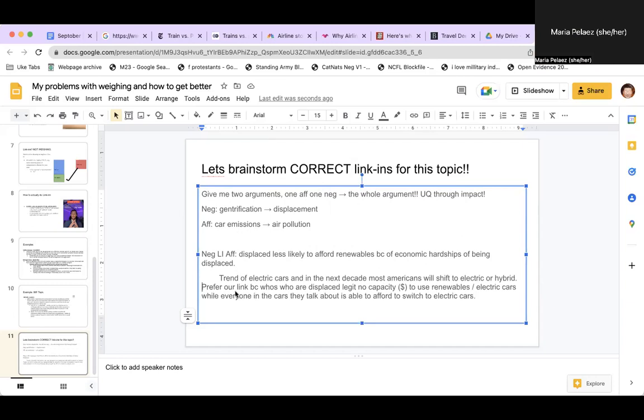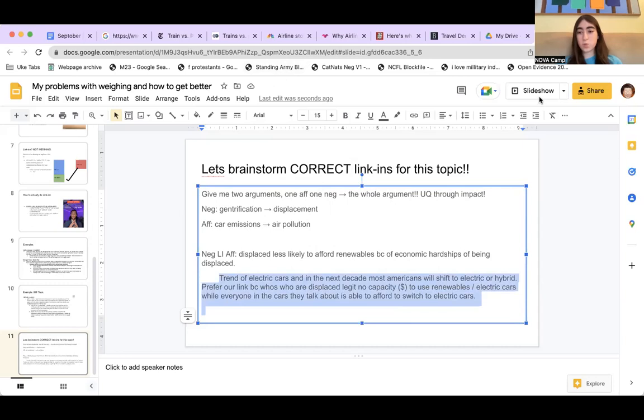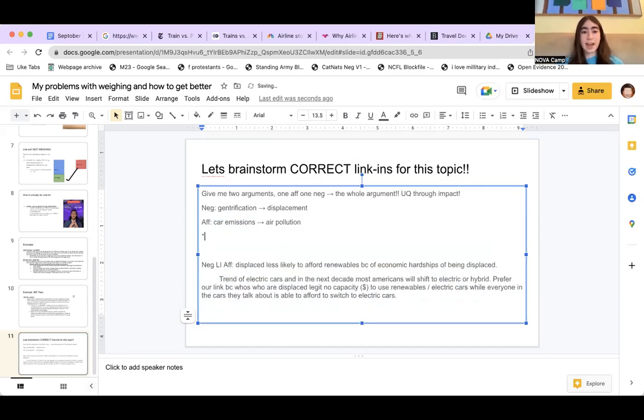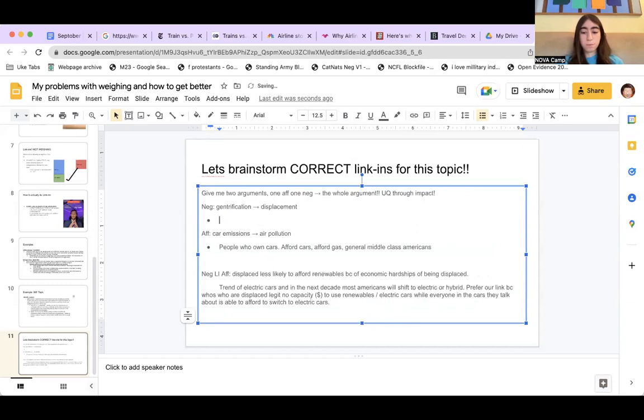Yeah. So here you're analyzing the capacity of the actors, right? This is really good practice of what we were just doing: you're looking at the actors of who is in this argument. This argument is talking about people who own cars. The assumption is that these people can afford cars, afford gas, right? Because in order to have a lot of car emissions, you need to afford gas. General middle class Americans. The people being affected by this argument are probably low income Americans whose lifestyle is more volatile because they are harmfully affected, right?